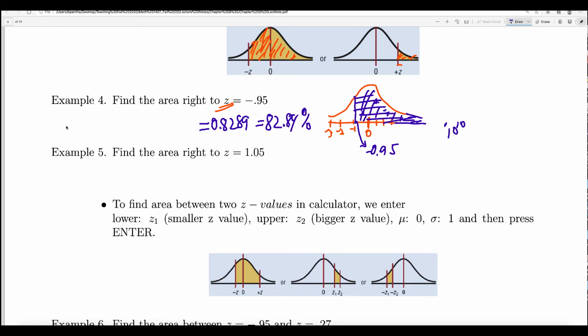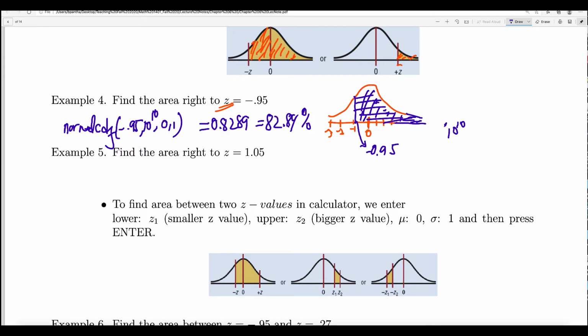For the TI-83, it will be normal CDF. The left bound is negative 0.95. The right bound is 10 to the 10, and then 0 and 1 are the default values. If you do that, you will get 82.89%.